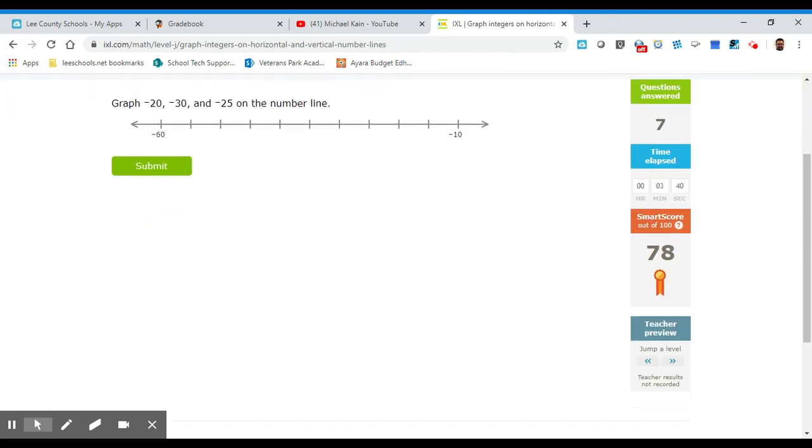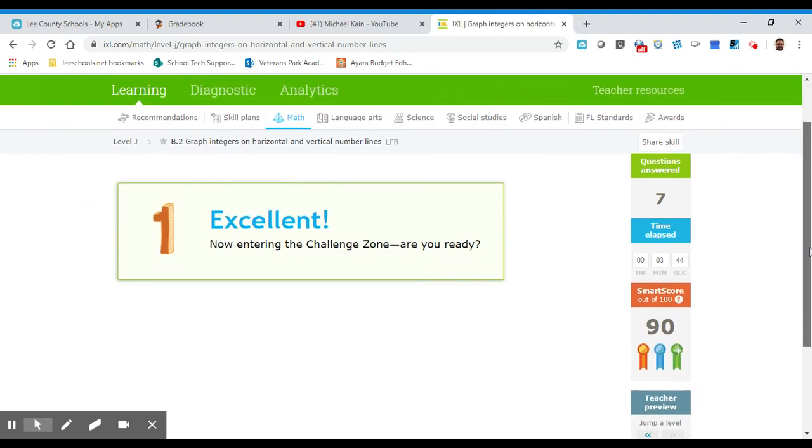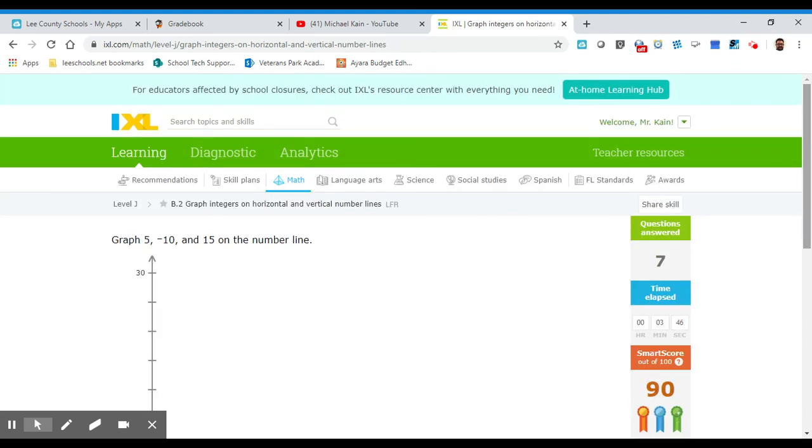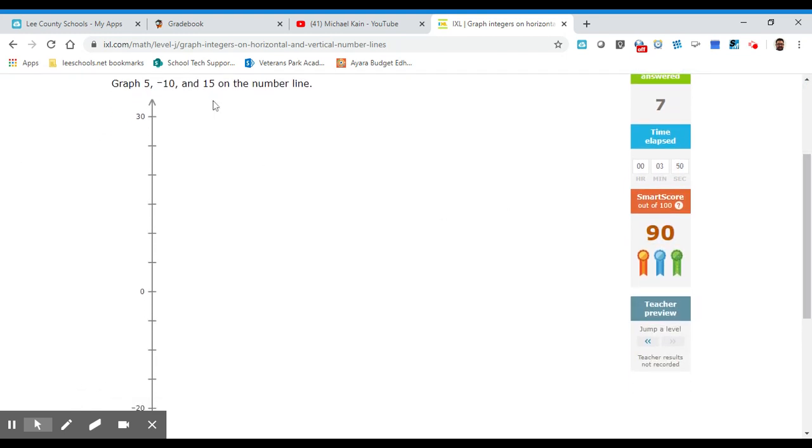Okay, let's skip up again. We're at 90 now. We'll make this the last couple here. So 5, -10, and 15. If this is 30 and that's 0, we can't do twos, right? 2, 4, 6, 8, 10, 12. That wouldn't make sense. Let's try 5: 5, 10, 15, 20, 25, 30. So it is by 5.